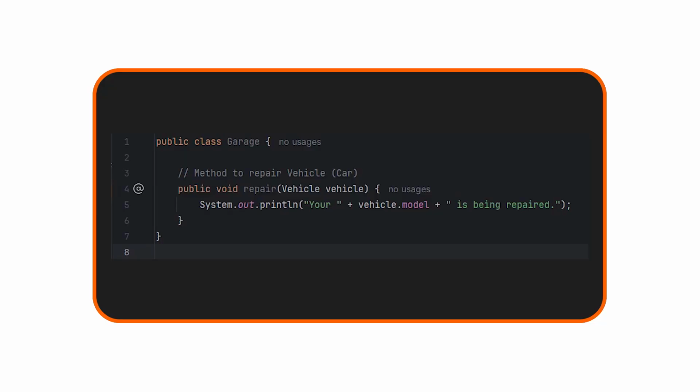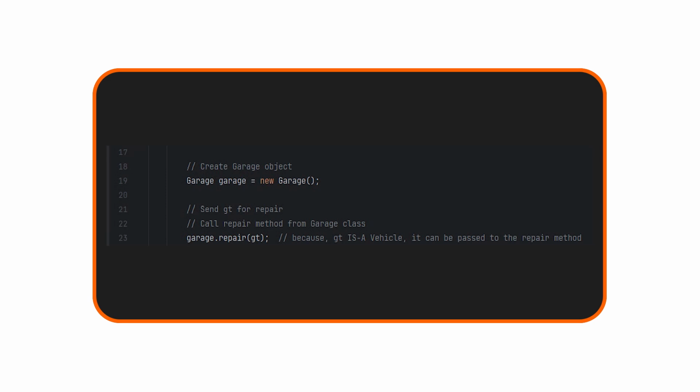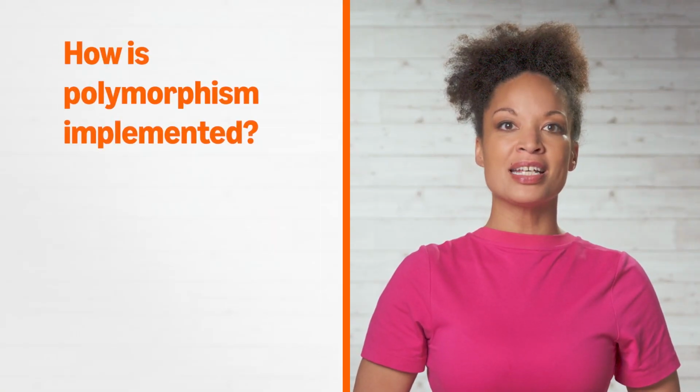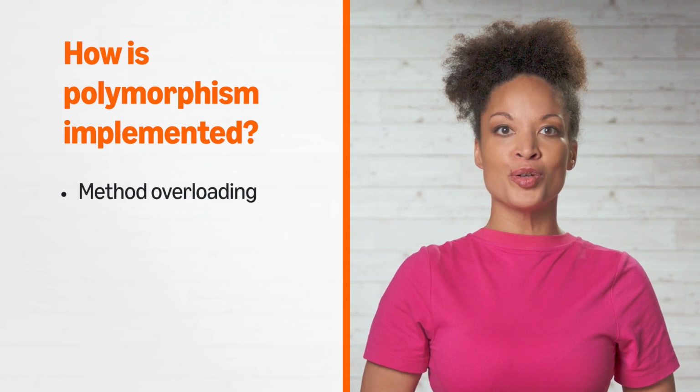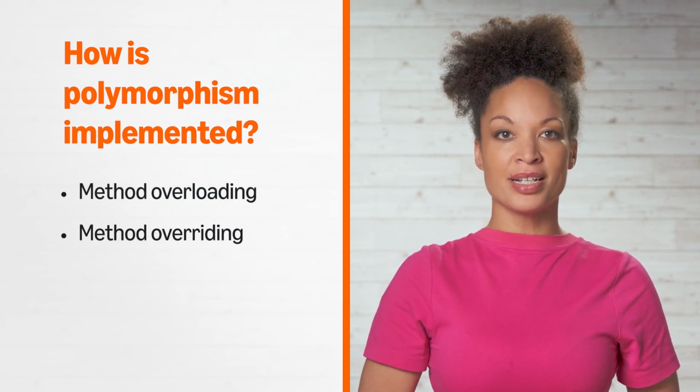Recall the repair method in the garage class explained earlier. This method takes a vehicle type of object as an argument. Because the car is a subclass of the vehicle, you could easily pass a car object as an argument to it. The repair method demonstrates polymorphism because it works on the superclass type vehicle, but automatically works with the subclass type car. Polymorphism in Java is implemented using method overloading and method overriding.